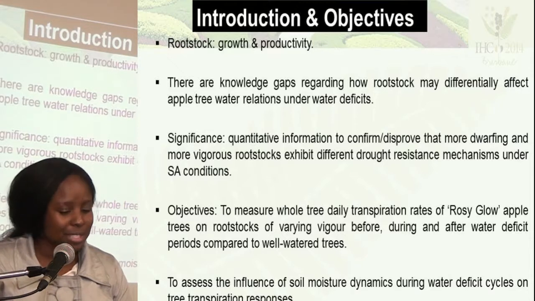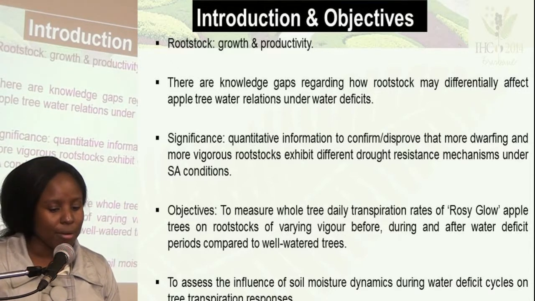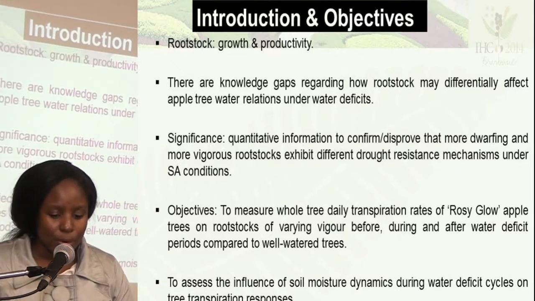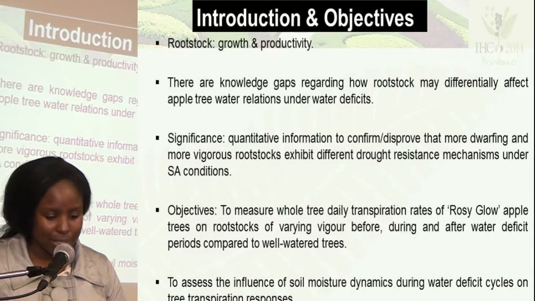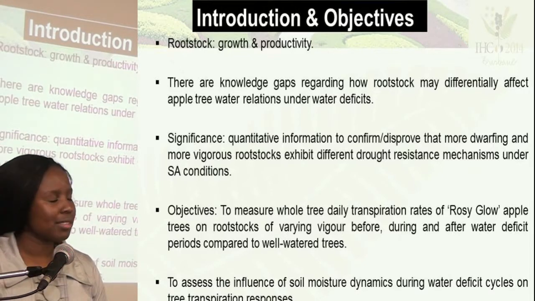So the purpose of this study is to provide quantitative information to either confirm or disprove the hypothesis that more dwarfing and more vigorous rootstocks exhibit differential drought resistance mechanisms under South African conditions.